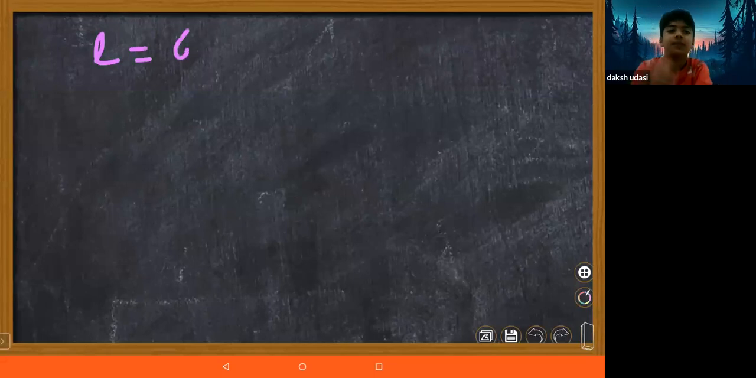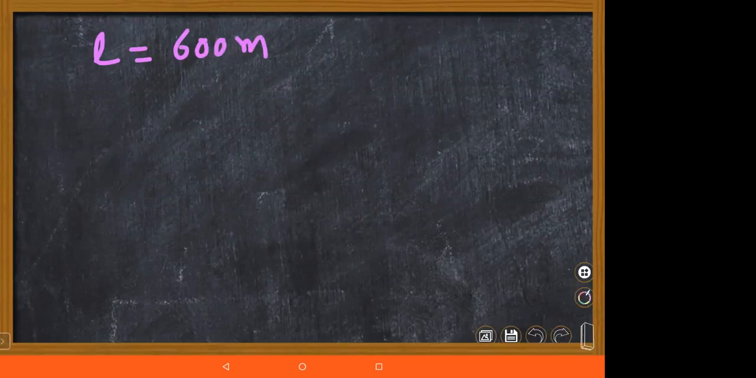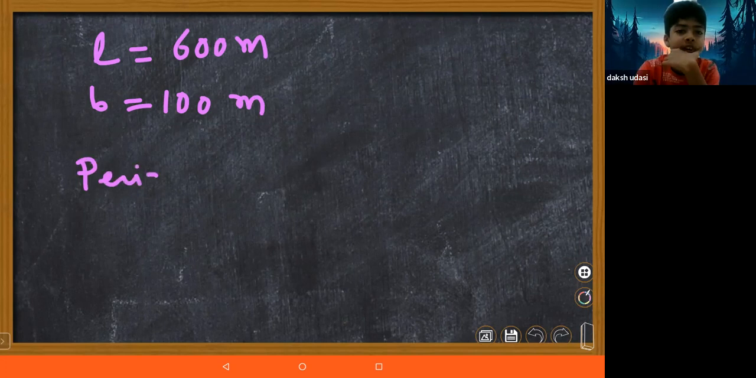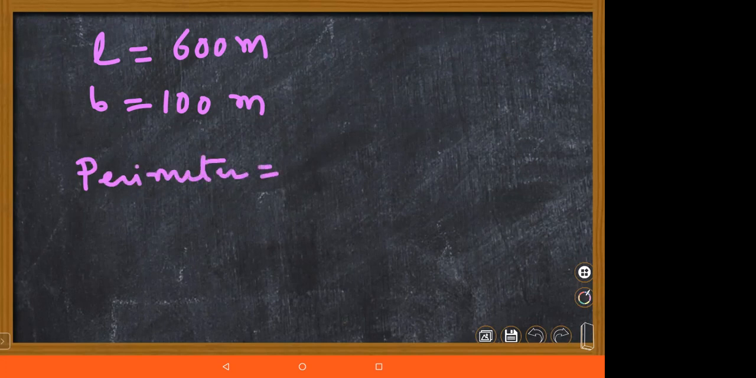Next question goes to Ashwath Reddy. Find the perimeter of a rectangular garden whose length is 600 meters. Breadth is given as 100 meters. You need to find the perimeter. 1,400 meters. Yes, perimeter means 2 times 600 is 1200, plus 200 gives 1400 meters. Very good, very good.